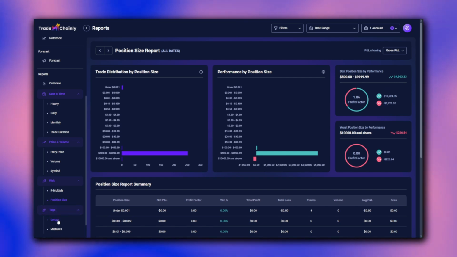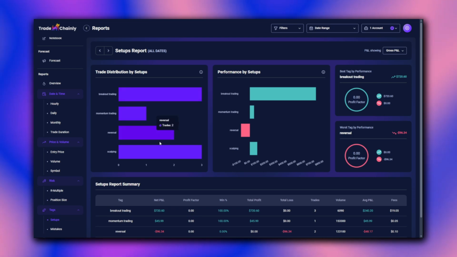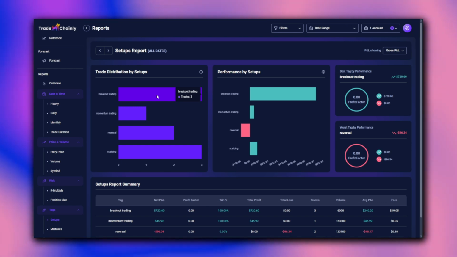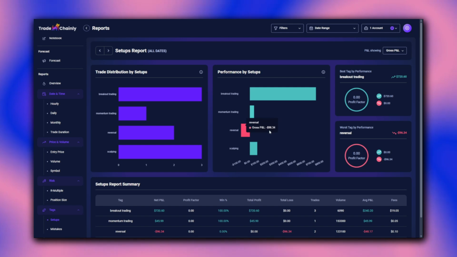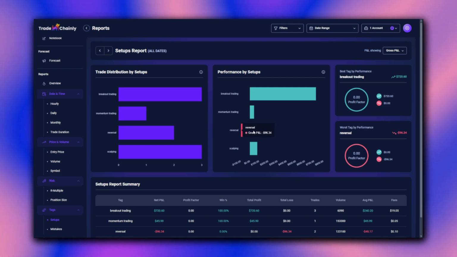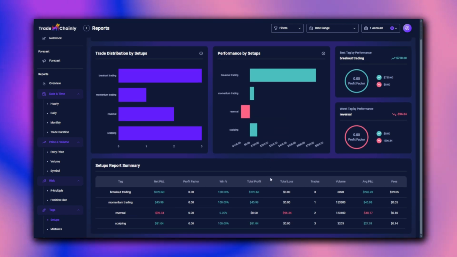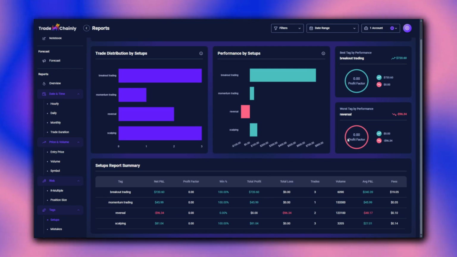Next, one of my favorite parts, breaking trades down by tags to see what setups or mistakes drive results. The setup report breaks your trades down by strategic intent. If breakout trades lead the P&L and reversal trades underperform, that's direct strategy selection. Look for consistency. Setups with strong expectancy and low loss streaks should become your core playbook.